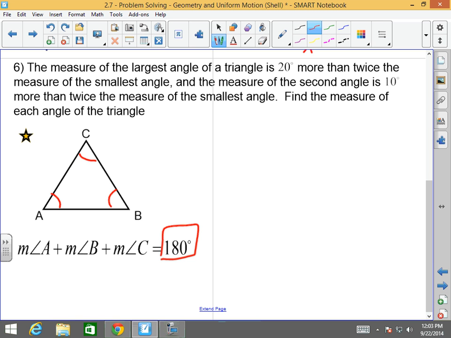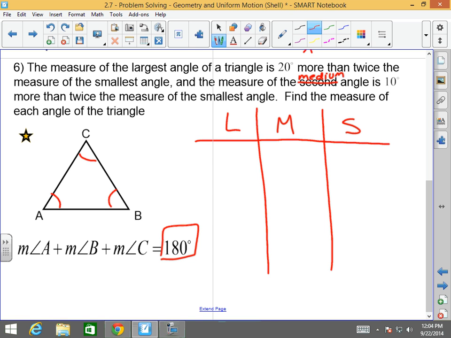That being said, let's read the word problem. The measure of the largest angle of a triangle is 20 degrees more than twice the measure of the smallest angle. And the measure of the second angle is 10 degrees more than twice the measure of the smallest angle. Find the measure of each angle of the triangle. All right, so I have a large, a small, and the second. I guess I could have made that the medium angle. Make our lives easier. So we've got the large angle, the medium angle, and the small angle.